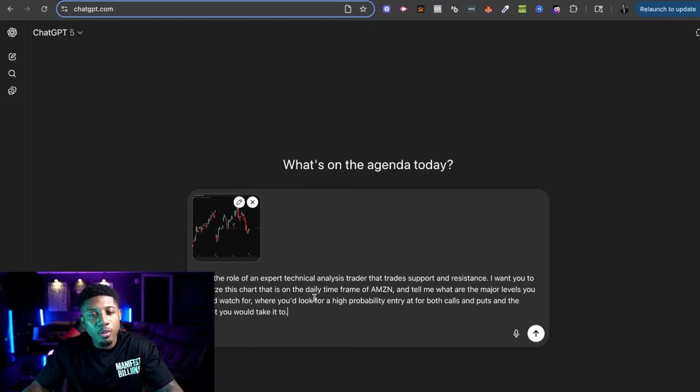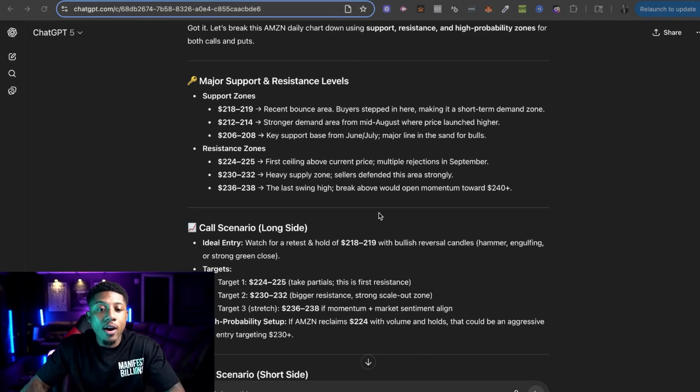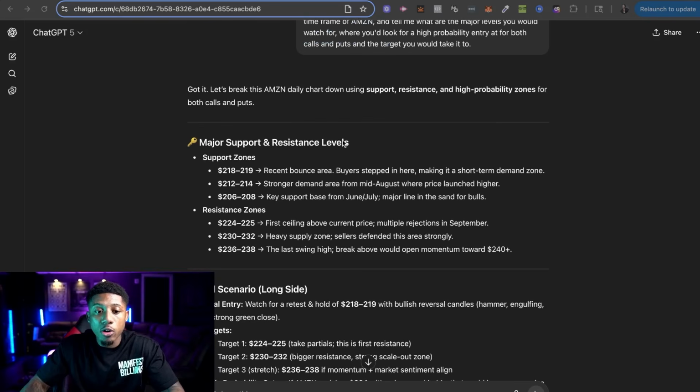I think most of you are going to probably be the most familiar with support and resistance. So I just wanted to use something that we're all familiar with, and then we're going to go ahead and press enter. So now that we went ahead and submitted this, we now have our AI assistant pretty much going through the entire chart for us, giving us major support and resistance levels.